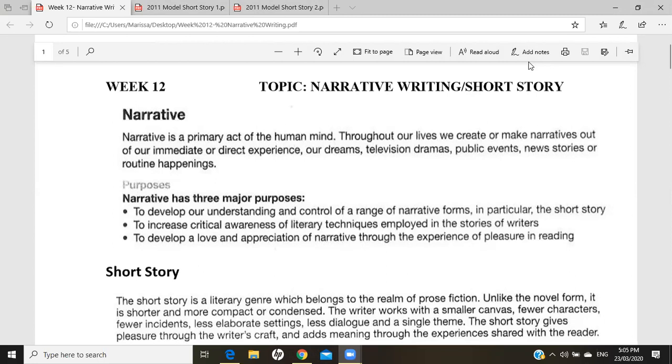So during the break, I'll be going through anything that you all need some clarification on. But as you all saw by now, today we are starting narrative writing, a short story, which is the last type of writing in paper 2. And we established last week that paper 2 has the summary writing.